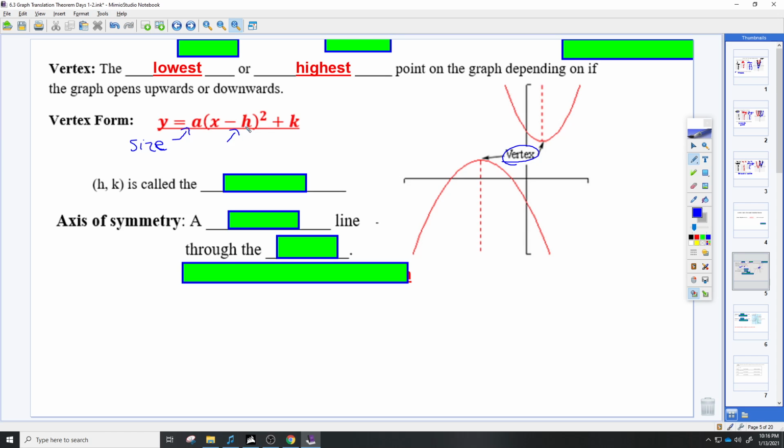This H inside here, changing that gives you your horizontal shift. Remember we said that's horizontal shift. And the K, if there's a number on the outside, that gives you your vertical shift. And then if you were to extract H and K, remember H is a negative here. If you change that sign, make it (h, k), (h, k) is called the vertex. So it actually gives you this point here in the middle, right here and right here.